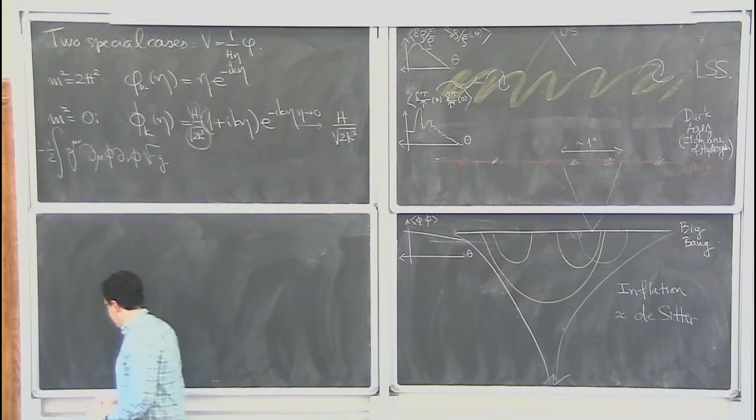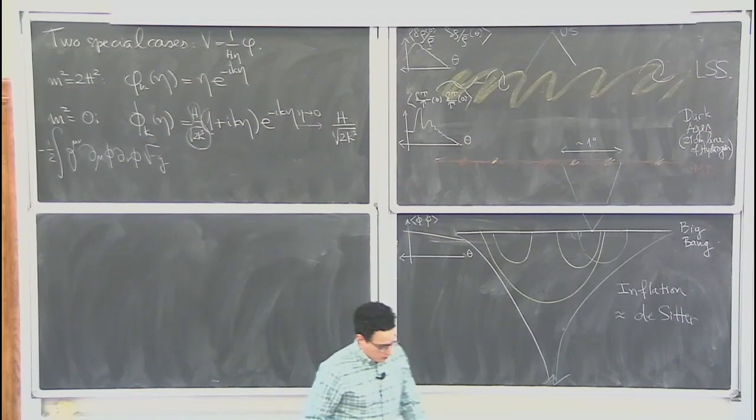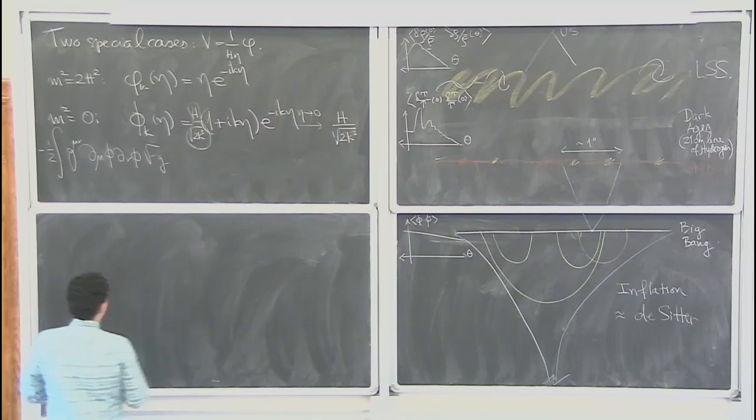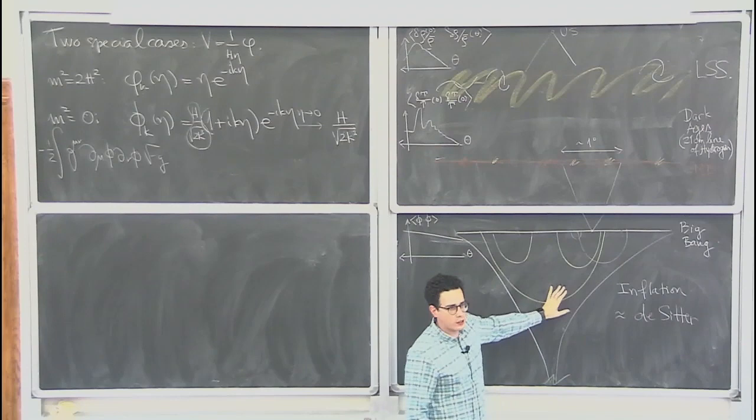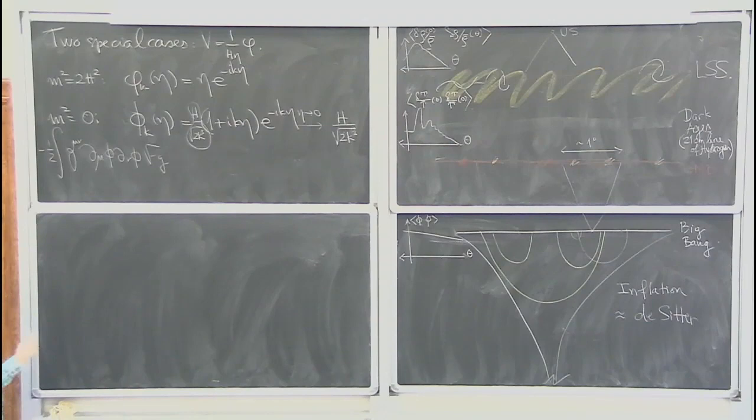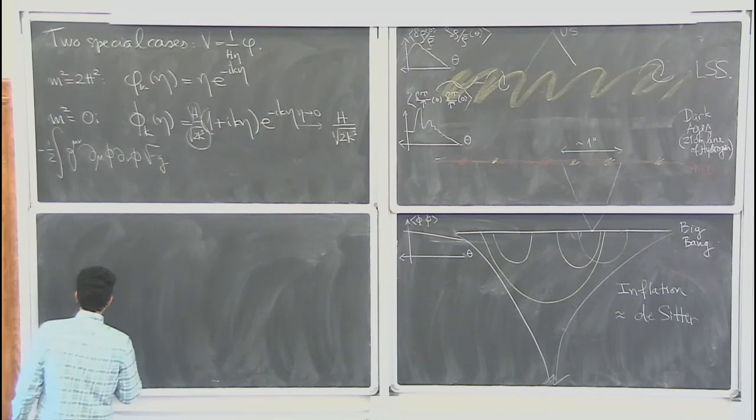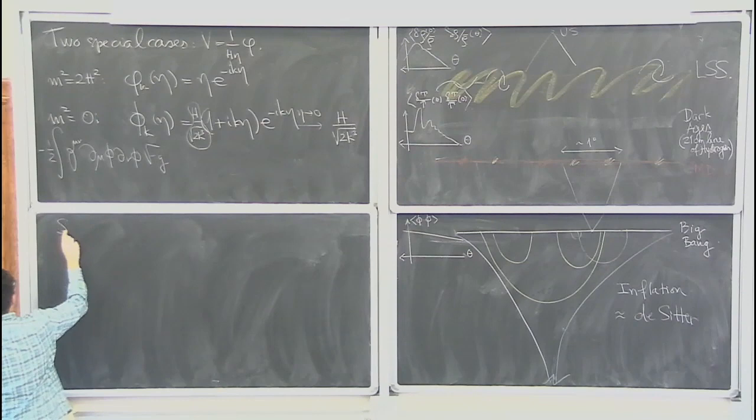So now let's model inflation, and one way to model inflation is by assuming that there's some scalar field that acts like a cosmological constant, whose potential acts like a cosmological constant. Recall that this is the solution of Einstein's equations when I have a positive cosmological constant. But you want inflation to stop, and you want to have some scalar field around to set up the initial conditions. So the most minimalistic way of doing that is in what's called slow roll inflation.